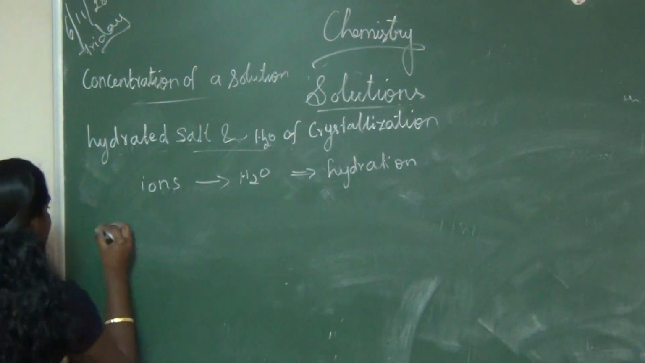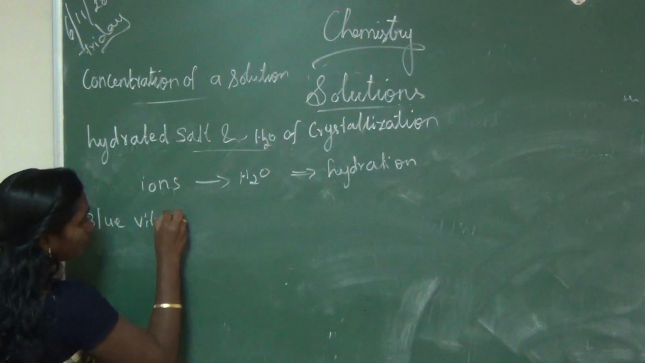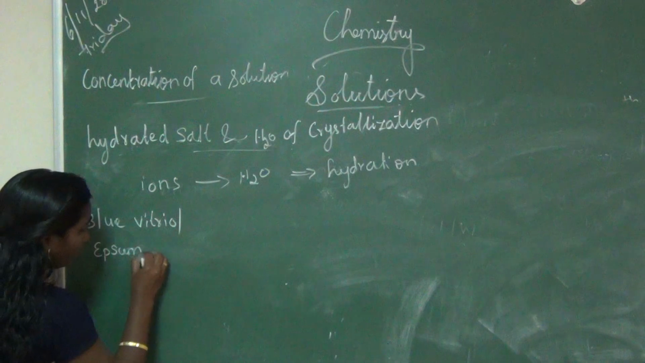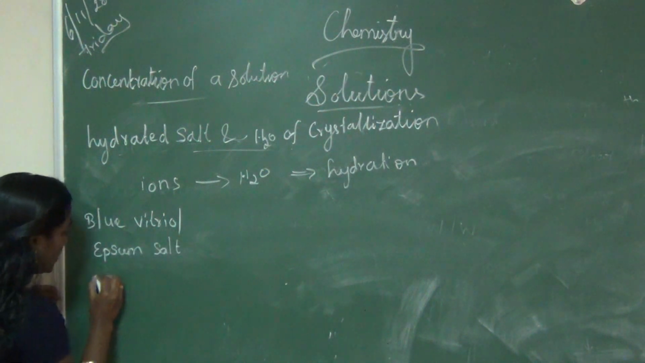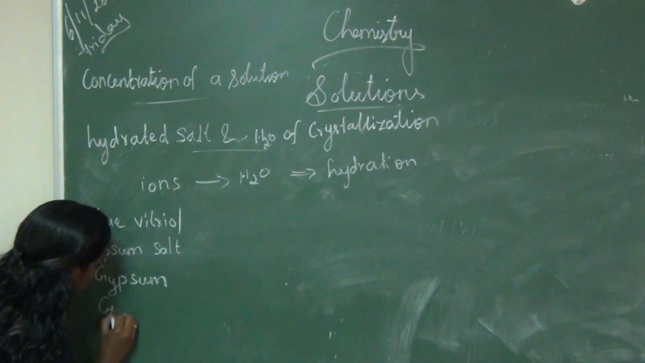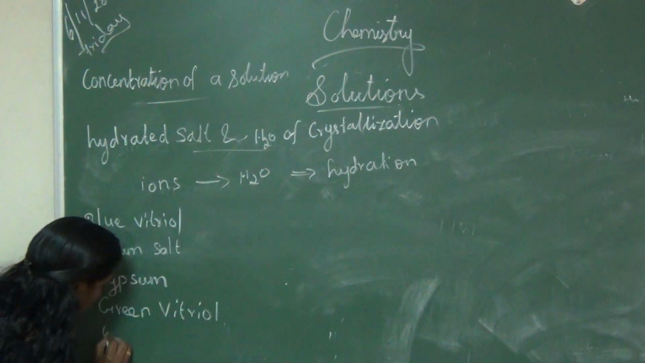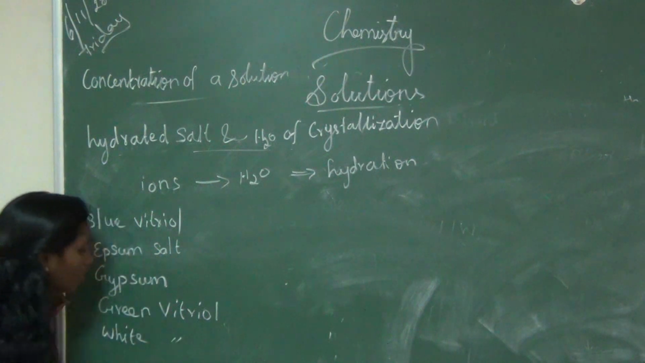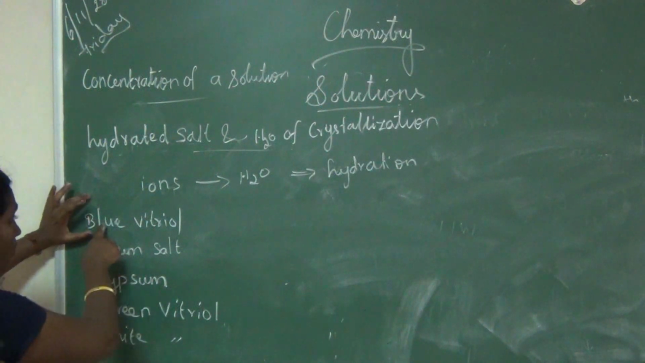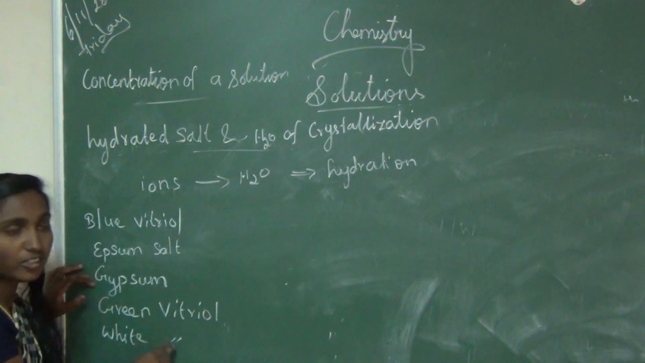So water of crystallization examples: blue vitriol, then Epsom salt, then gypsum, then green vitriol, then white vitriol. So what are the examples for water of crystallization? Crystallization salts: blue vitriol, Epsom salt, gypsum, green vitriol and white vitriol.